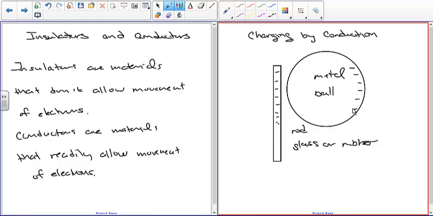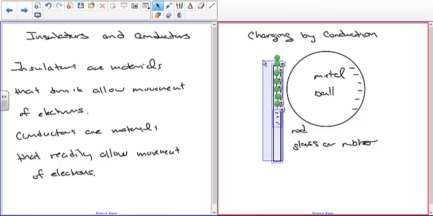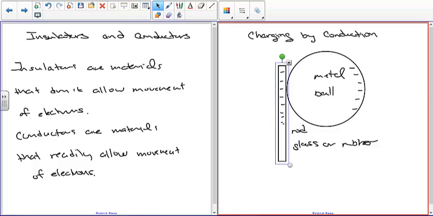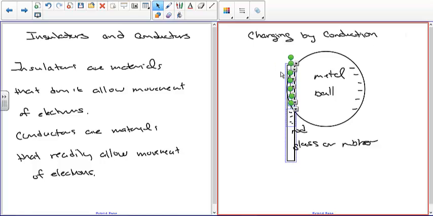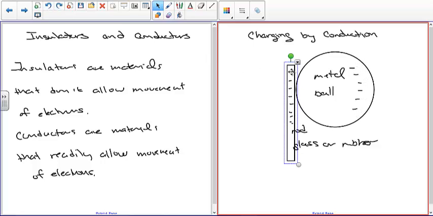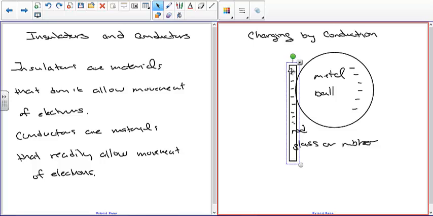It's called charging by conduction because the charging happens when I touch the rod to the sphere. Let me just show you. I'll do it figuratively here. So here I touch them together. Then, because this is positively charged on this side, these electrons would move over here and it would become negatively charged.